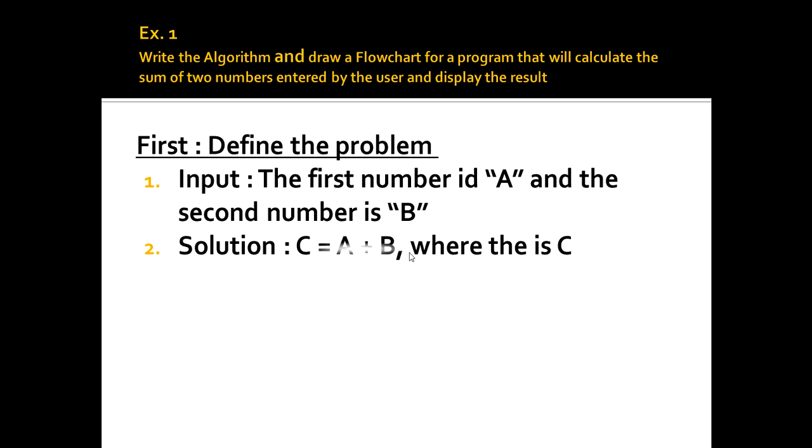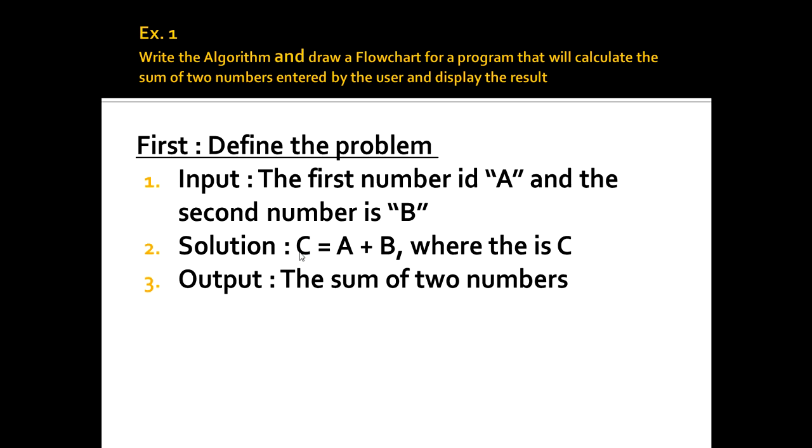Then we need to identify the process. So our process will be what? The equation. I gave my output a variable, which is C. So the outcome of the addition of the two numbers A and B will be C. So I set my equation C equals A plus B. Then the outcome will be the sum of the two numbers, which is C.